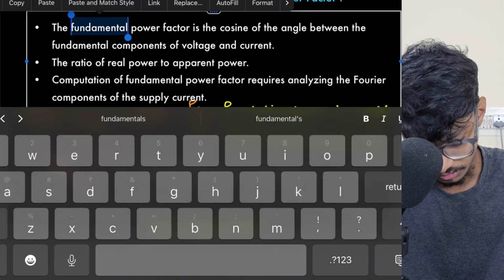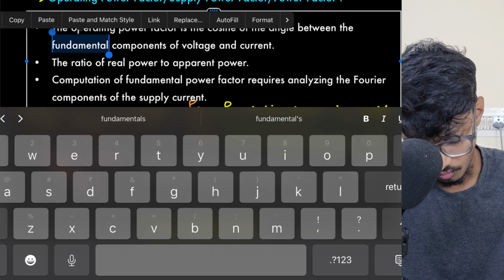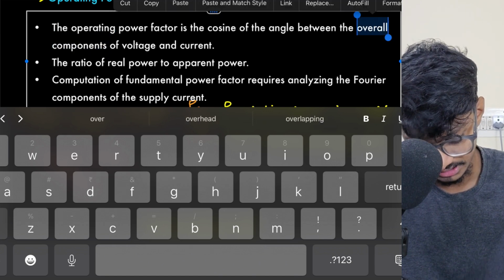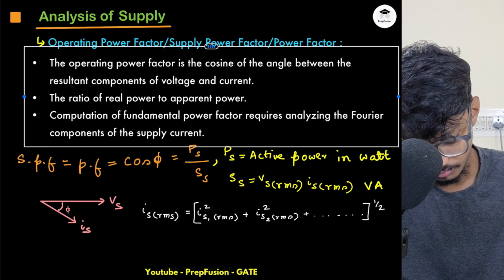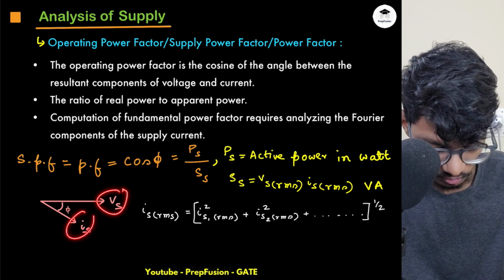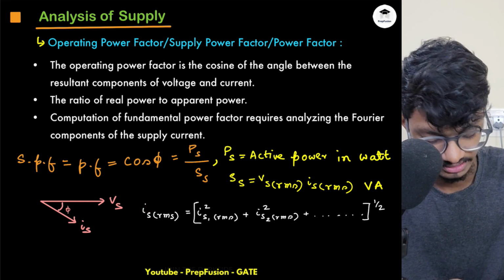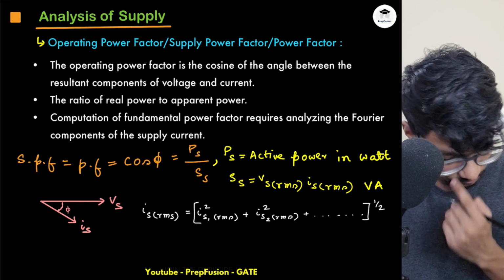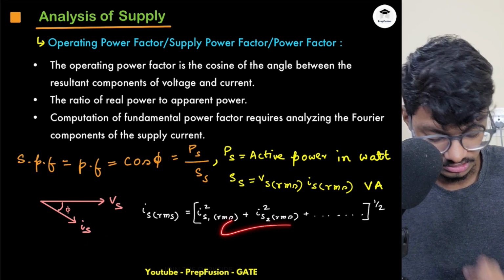The operating power factor is the cosine of the angle between the overall components, or the resultant, taking into account all the components of voltage and current. Cos of the angle between voltage and current. This is the overall voltage and this is the overall current. If I add all this, what is IS1 RMS? It will be the same formula that I used previously, and this is my VS RMS. This is only one single, and IS1 RMS is simple. It is the summation of all this.